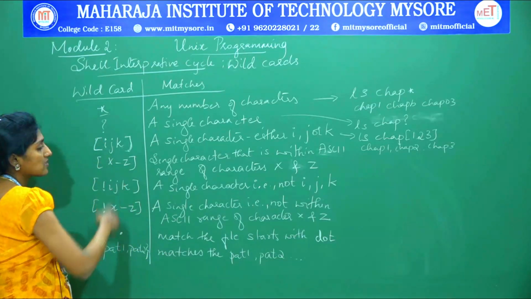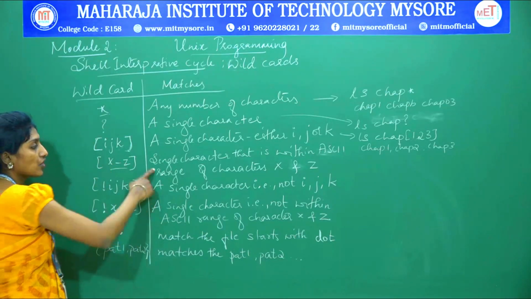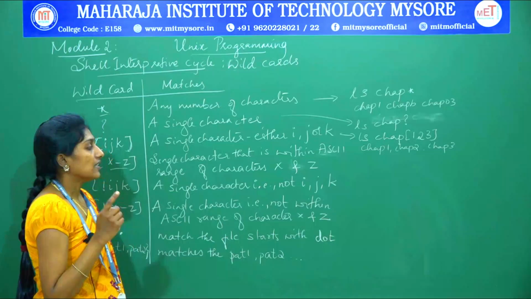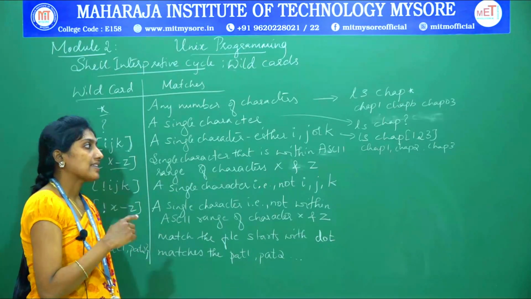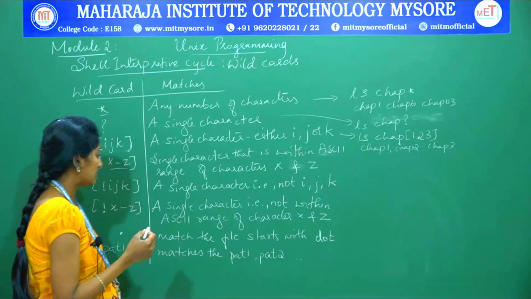Next is the x to z range. So here it has been specified with a range. It is going to match a single character that is within the ASCII range of characters, that is between x and z. So between these it is going to match.